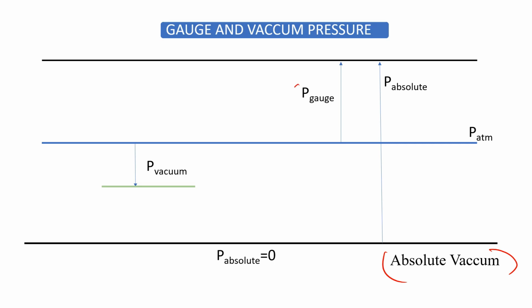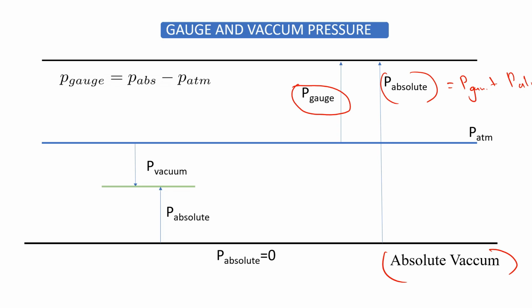So this is the gauge pressure. This is the pressure measured above the atmosphere. So absolute pressure at this point will be equal to gauge pressure plus atmospheric pressure. See, absolute, gauge and vacuum pressures are all positive quantities and are related to each other by the following equations. So the equations are, that means P gauge is equal to P absolute minus P atmosphere.